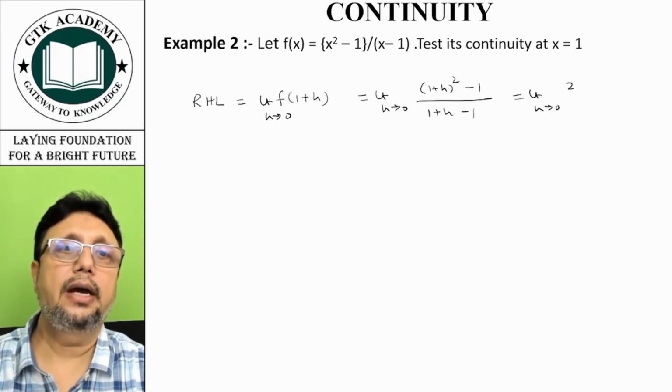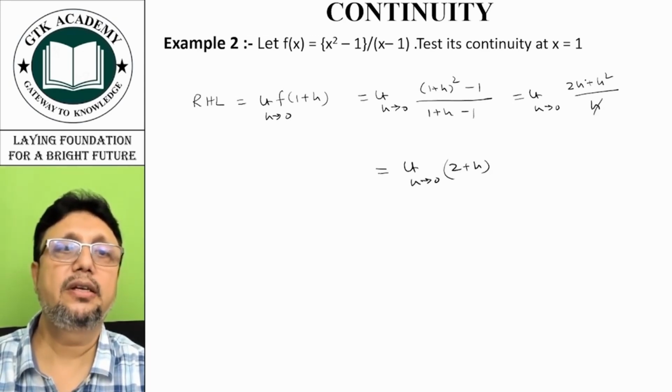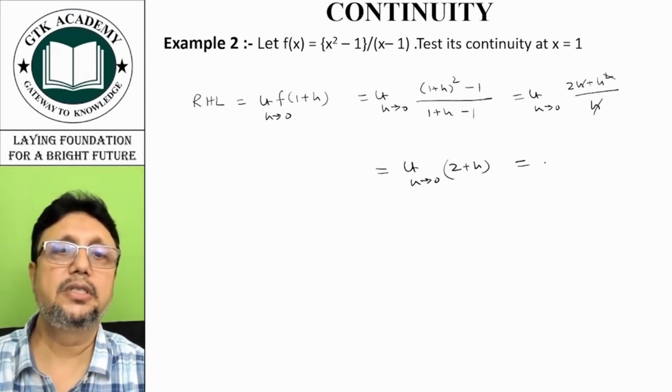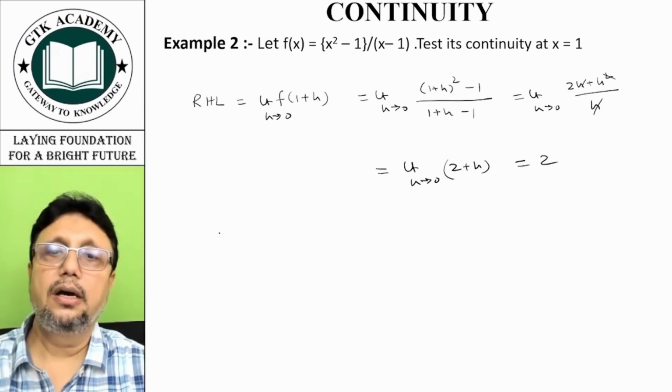2h plus h square, because 1 will get cancelled and here we'll be remaining with h. So h will get cancelled, limit h tending to 0, 2 plus h, because this h will get cancelled here. That means limit is equal to 2.